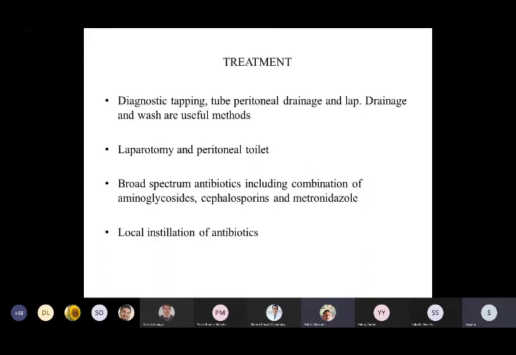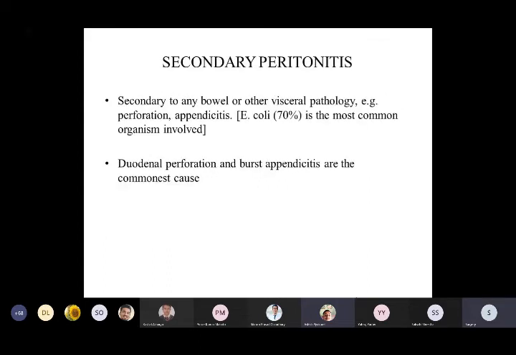Secondary peritonitis is usually secondary to any bowel or other visceral pathology, that is perforation, appendicitis. E. coli is the most common organism involved in secondary peritonitis. Duodenal perforations and burst appendicitis are the commonest causes.